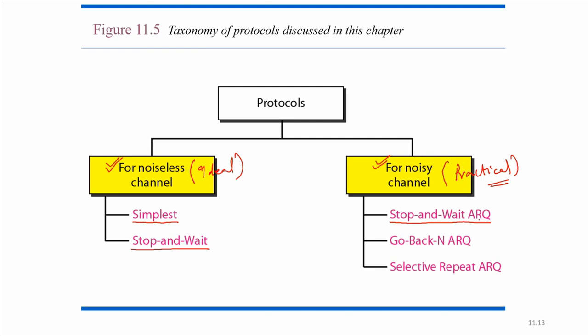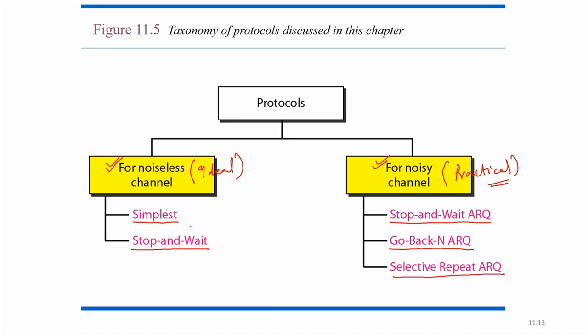These were used for error control. Error is only possible in a noisy channel, so only if there is a noisy channel will ARQ be used, because there is a possibility of error. Another one is go back N ARQ. Next one is selective repeat ARQ. These are the different protocols that will be utilized for a noisy channel.